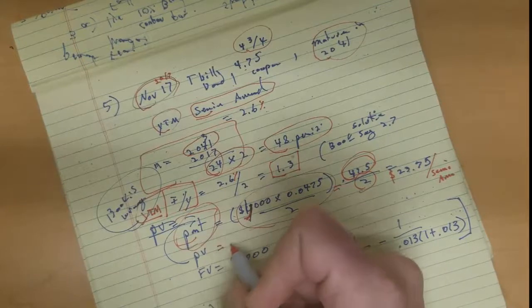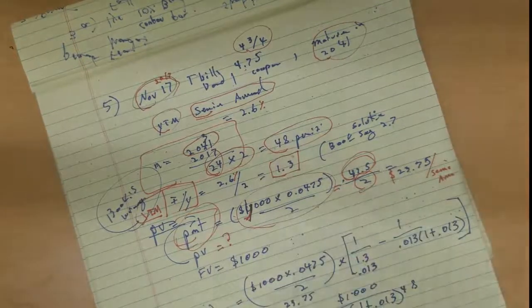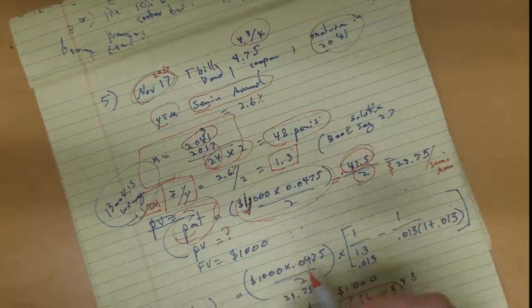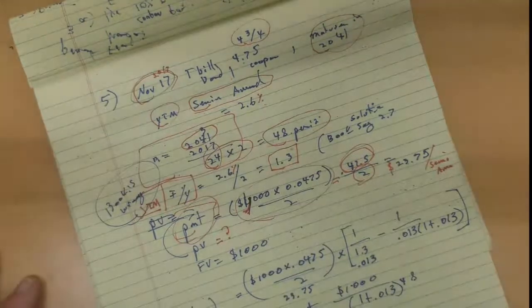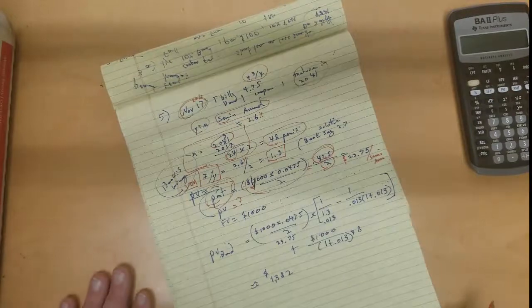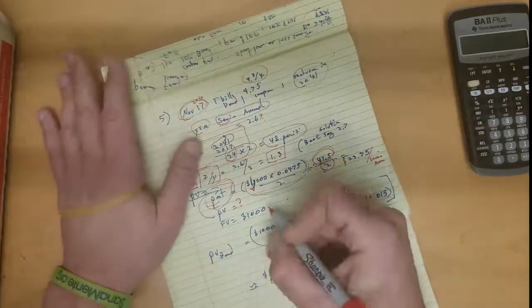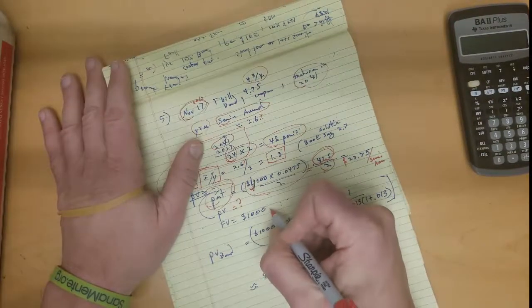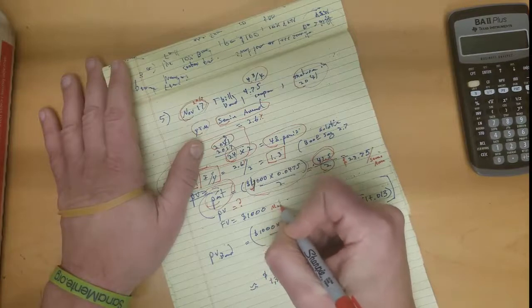Present value, we don't know. That's what we're solving for, which will give us what the bond should be selling for. And hoping you can see this. And I believe it is adjustable. And future value is going to be the amount at maturity, right?